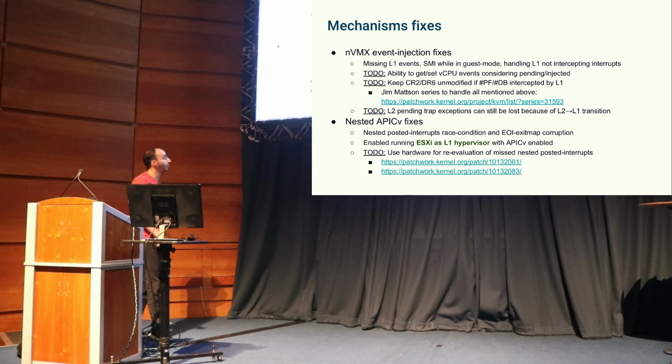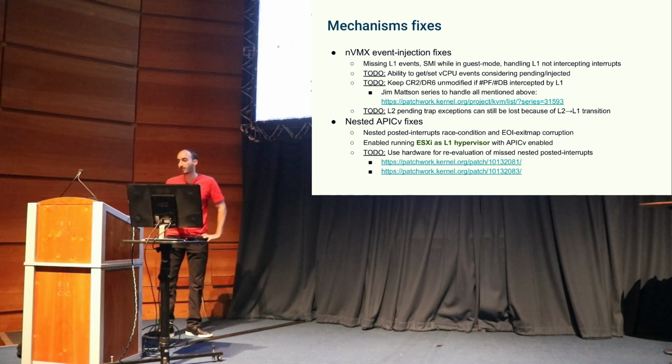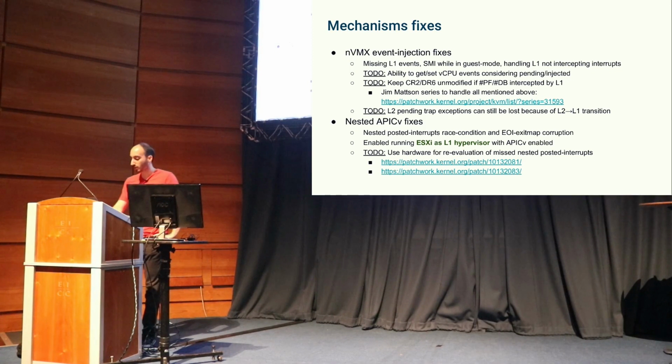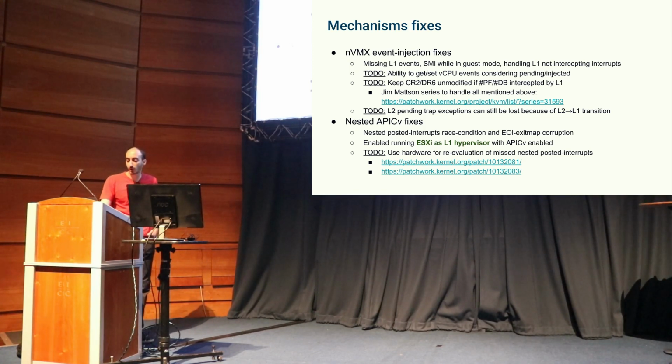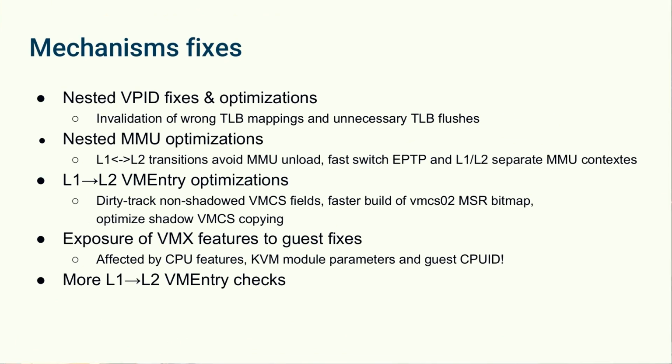Moving on to the next mechanism, we also had a bunch of fixes in nested APIC-V, mostly race conditions and also a bug that led to EOI exit map corruption. So this is very technical, but the nice thing about it is that after we have fixed them, we are now able to run ESXi as a layer 1 hypervisor on top of KVM with APIC-V enabled. And this wasn't possible before. You will encounter a bunch of weird states like ESXi losing network connectivity. And I don't have time to talk about the other to-do.